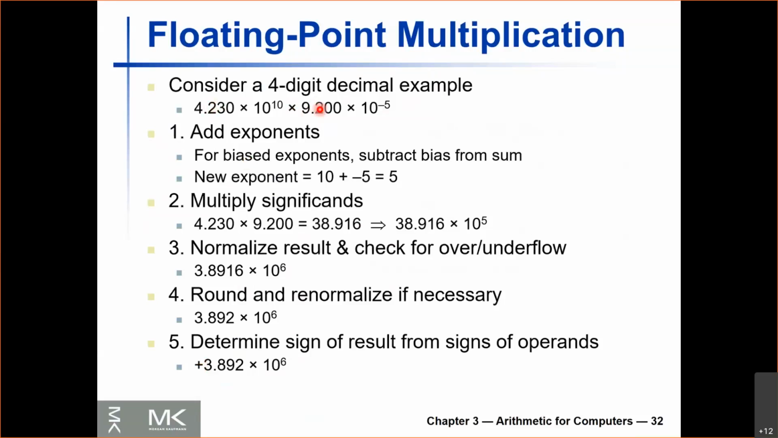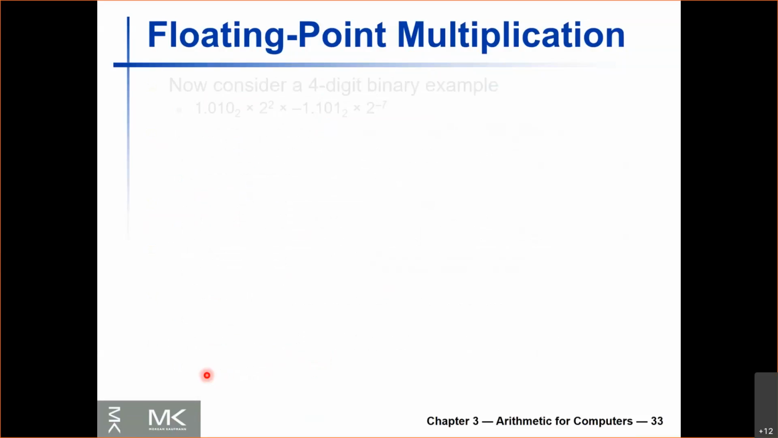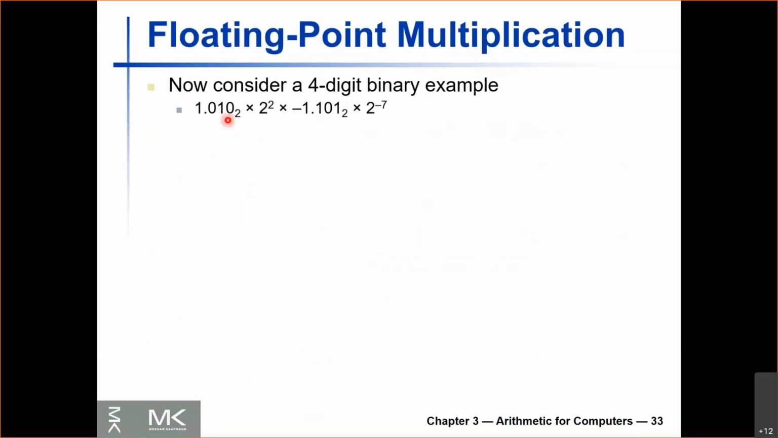Two are negative, the result is positive. And if one is positive, one is negative, the result is negative. Okay, so in this case, the sign is positive. Same thing for binary. If I'm multiplying two binary numbers, I'm going to follow the same steps.